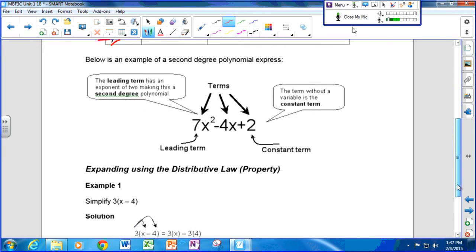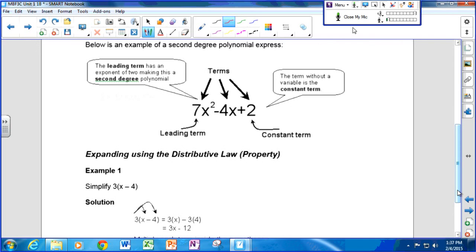Now, the other thing is that we have a polynomial expression, which is just a bunch of polynomials glued together by addition or subtraction. Okay, that's it. We also talk about the degree of a polynomial. The degree is just the highest exponent in the polynomial expression. So in this case, this is a polynomial expression of degree 2.